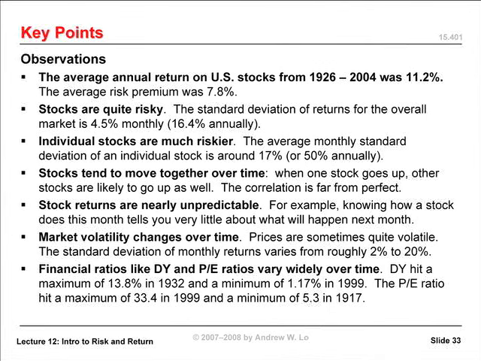Okay, so the key points that I want you to take away is that the average return on US stocks from 1926 to 2004 was 11.2%. Now that's considered the good old days, so no more. The average risk premium was about 8%. Again, the good old days. That's probably not going to happen for a while. Stocks are quite risky. Standard deviation of returns for the market is about 16% annually. That isn't risky anymore, right? That, again, is the good old days.